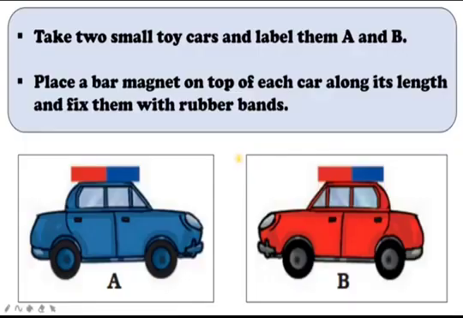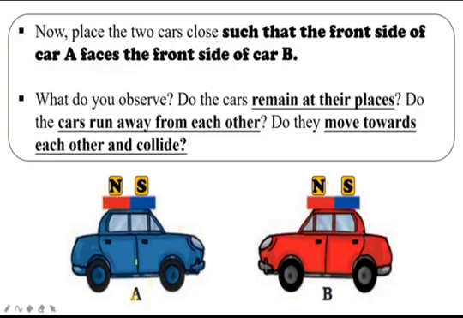Hello children, welcome back. This is an interesting activity which is there in your textbook. Take two small toy cars and label them A and B. Place a bar magnet on the top of each car along its length and fix them with rubber bands.